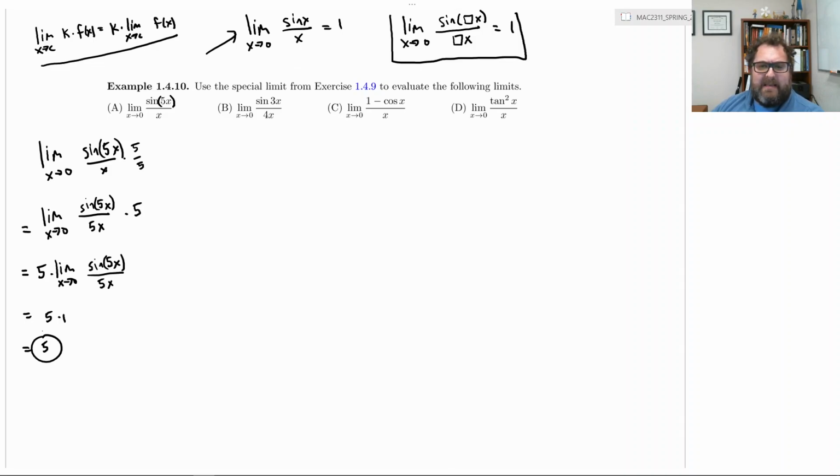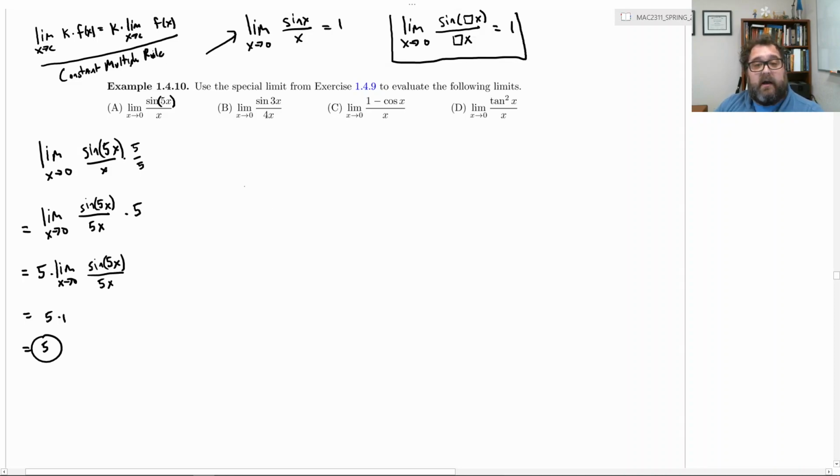All right, what about B? B is a little more interesting because I have a 4 on the denominator, 4x. If I had a 3x there, well, I know my limit would be equal to 1. But I have a 4x there, so that's kind of a bummer. But I think we can do a little algebra and, again, use our constant multiple rule, constant multiple property, to save the day for us.